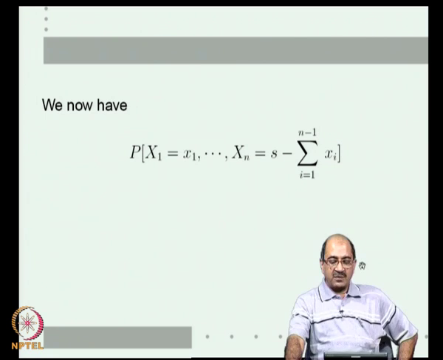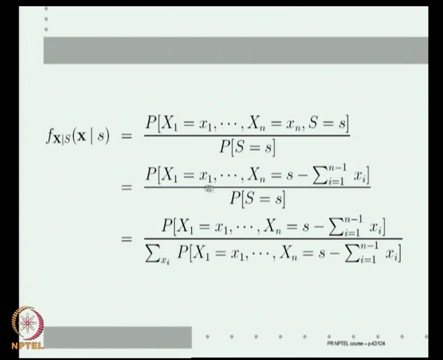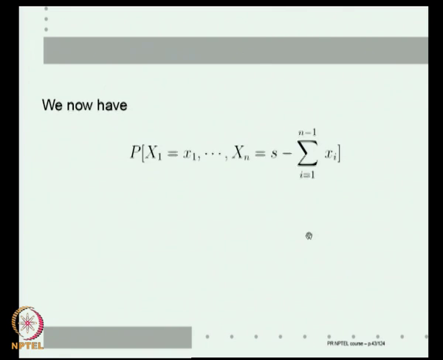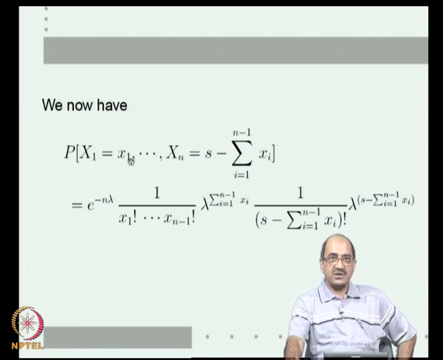Now, we have to look at this expression, how to get this probability. Probability x1 equal to x1, through xn minus 1 equal to xn minus 1, xn is equal to this. How do we get this probability? The x's, the data, are IID. So, each of them is Poisson distributed.